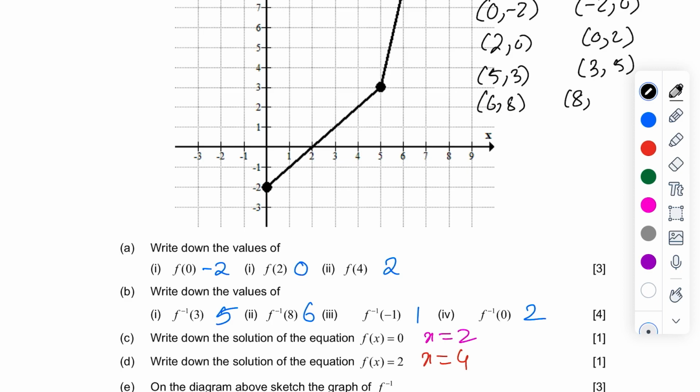It becomes (8, 6). So (negative 2, 0), then (0, 2), (3, 5), and (8, 6). So join them. This is going to be the answer.